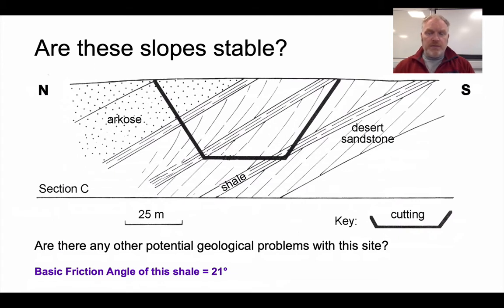Section C has a sequence of desert sandstones and shales with some arkose there at the top. The basic friction angle of the shale here is 21 degrees. And can we think of any other potential problems with this site?